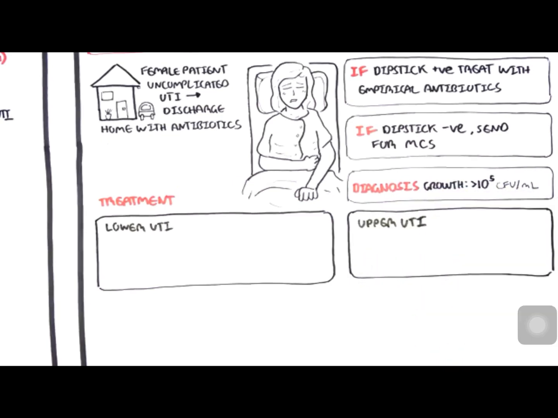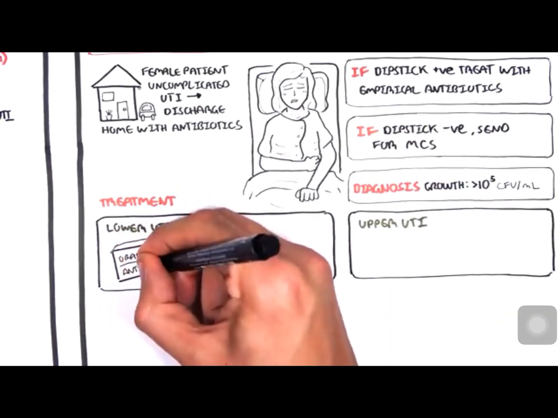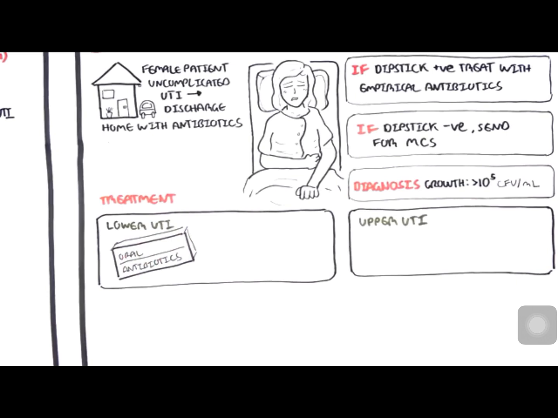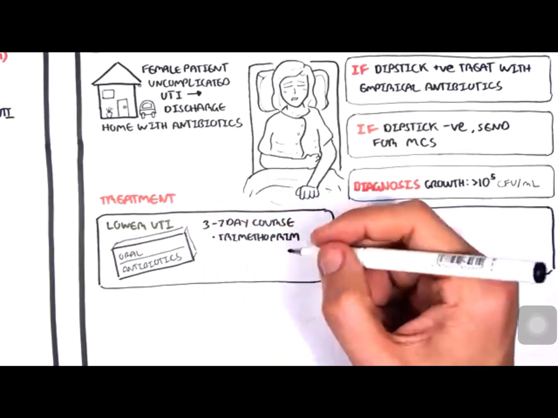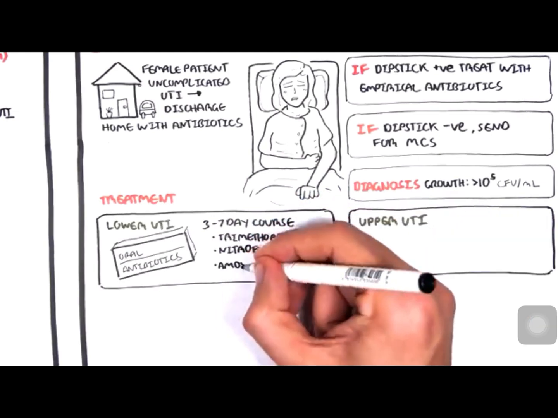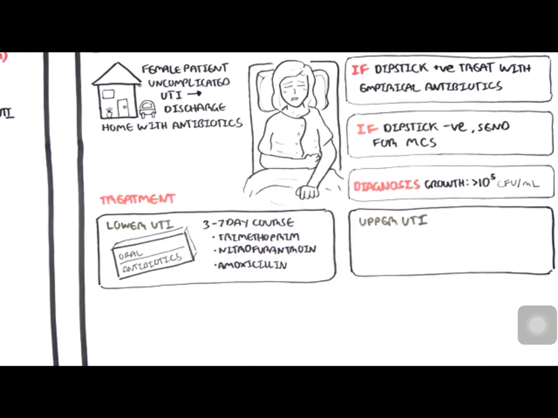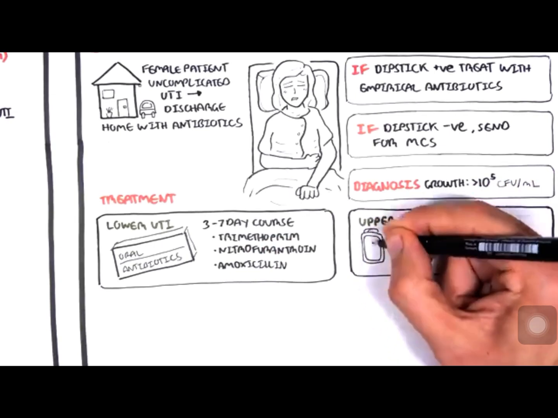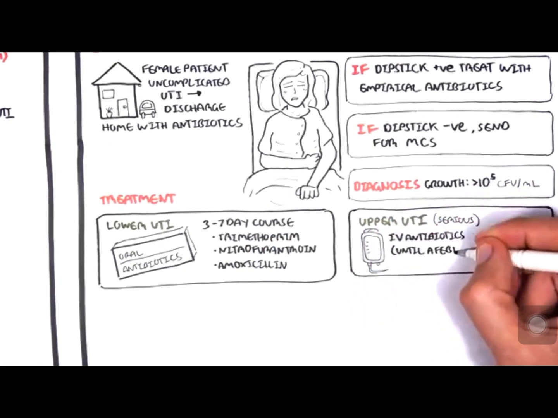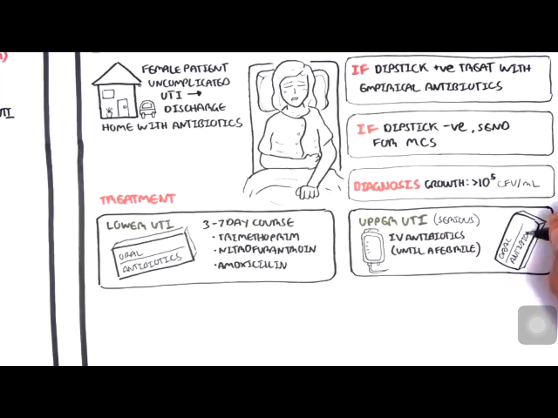For lower urinary tract infections, it's typically oral antibiotics, a 3 to 7 day course consisting of either trimethoprim, nitrofurantoin, or amoxicillin. Upper UTI are generally more serious and require IV antibiotics initially, until the fever has settled and then moving on to oral antibiotics. The course of antibiotics are generally longer with upper urinary tract infections.